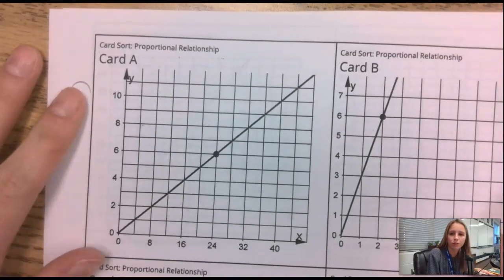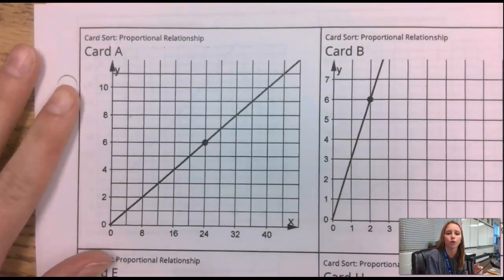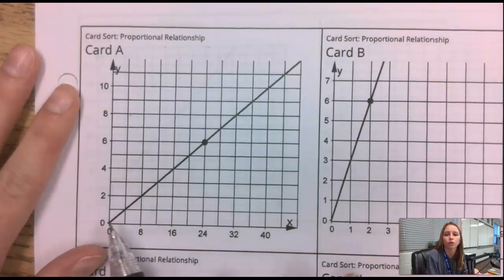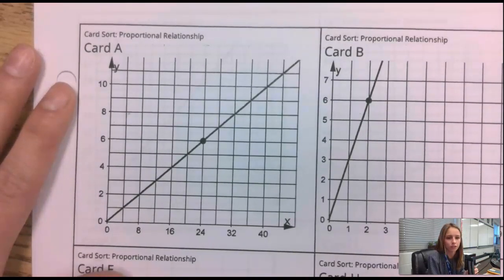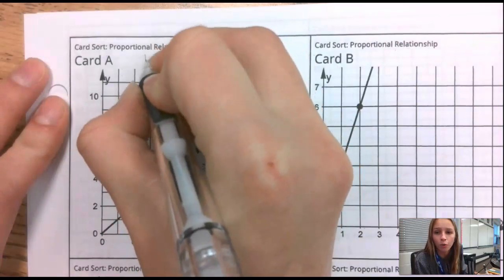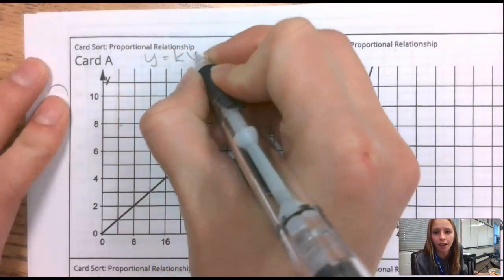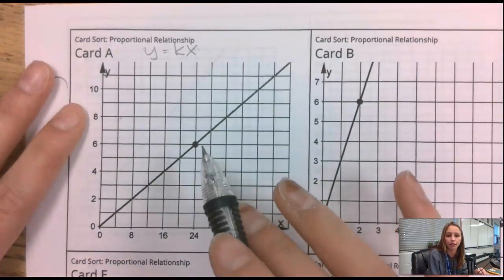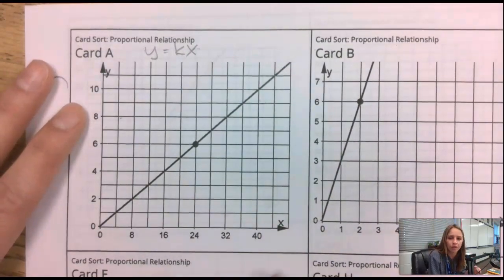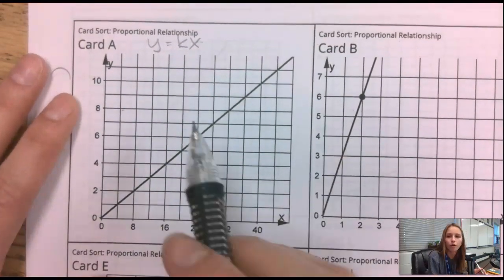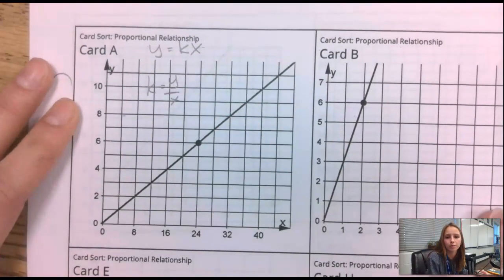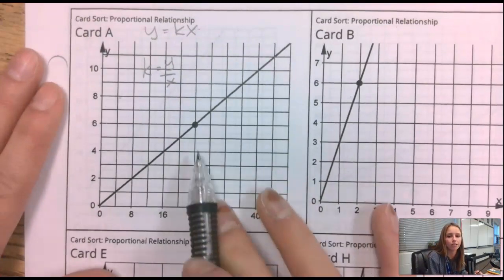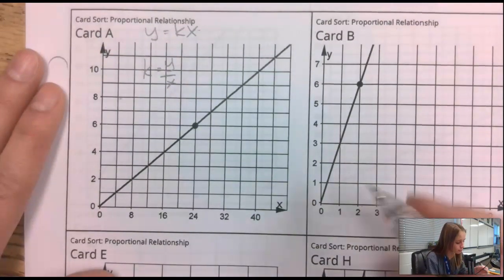Alright, so in class we'd be doing a card sort, so instead I'm just going to go over a few examples with you. So we're going to have a few different lines, and we're going to write equations for those lines. So we're going to use the format of y equals kx, and so we need to find our constant, and we'll plug it in and we'll call it good. So our constant is our y over x.